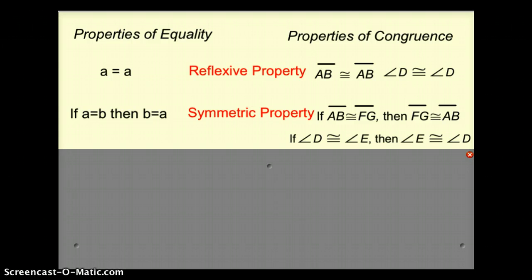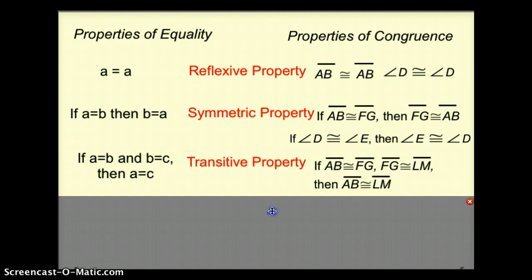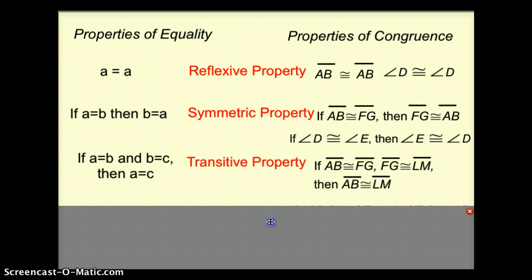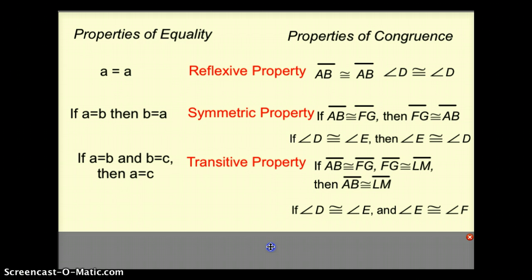The last property that we're going to talk about is called the transitive property. And the transitive property says, if A equals B and B equals C, then A equals C. It's kind of like if you think that if 1 is equal to 2 and 2 is equal to 3, then 1 is equal to 3. Of course, that doesn't make sense, but you get the idea.